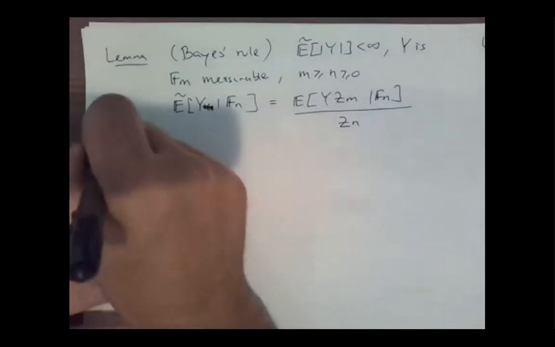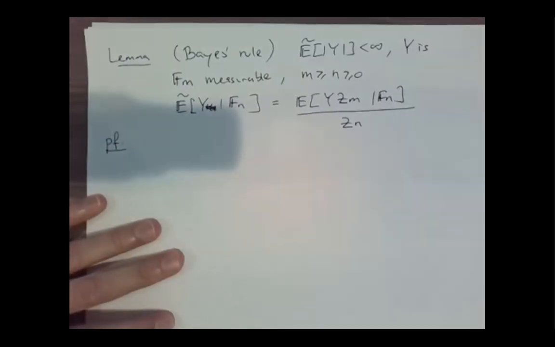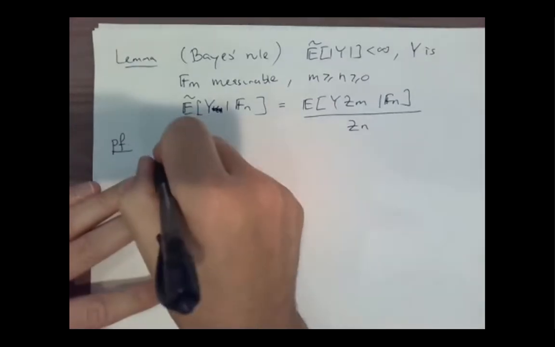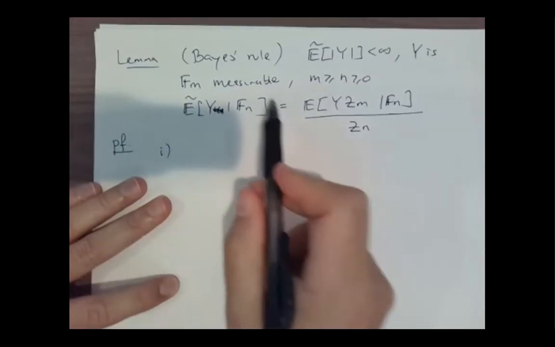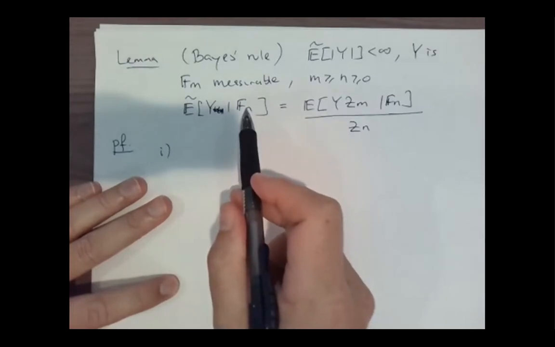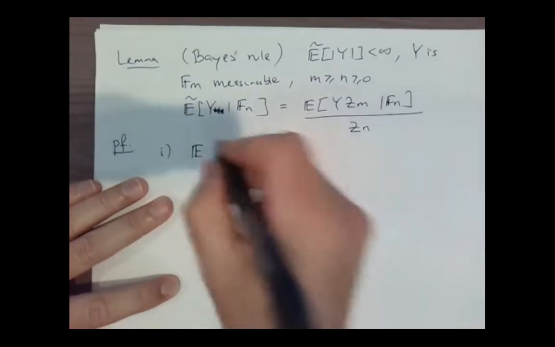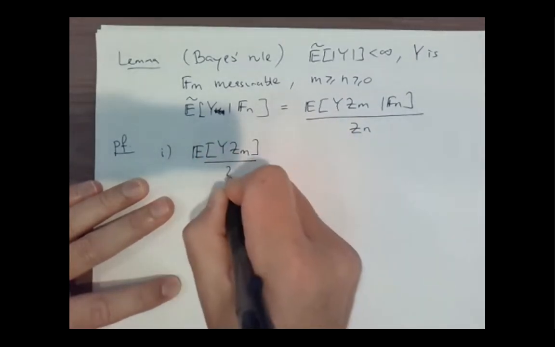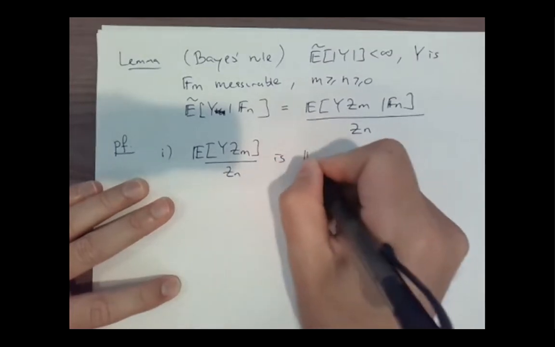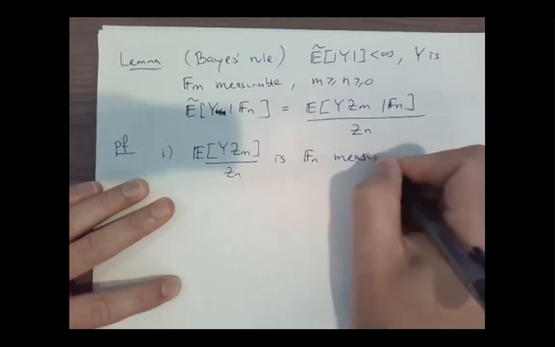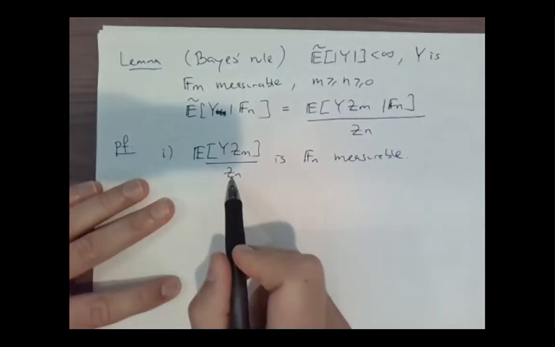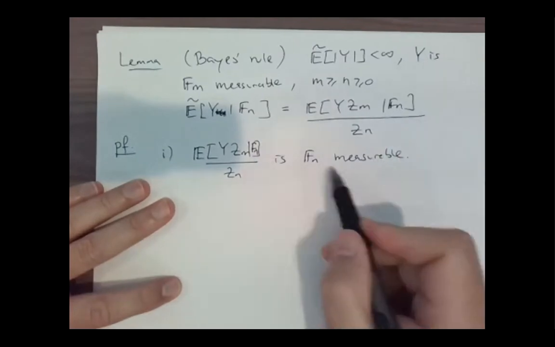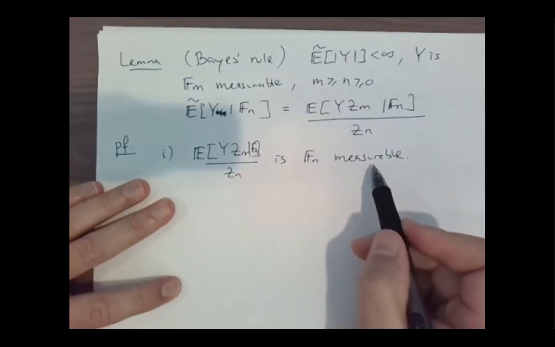To prove it, we have to verify the two properties of a conditional expectation. The first one is that it has to be Fn measurable. If I look at the right-hand side, this is Fn measurable, right? Zn is, and here I'm conditioning on Fn. This is going to give me an Fn measurable random variable.